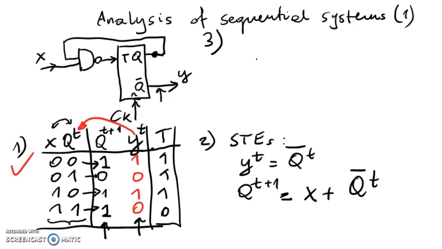So first we must analyze it and find out if it's a Moore machine or a Mealy machine. Y is dependent only on Q, on the memory. It is not dependent directly on X. That's why it is a Moore machine.